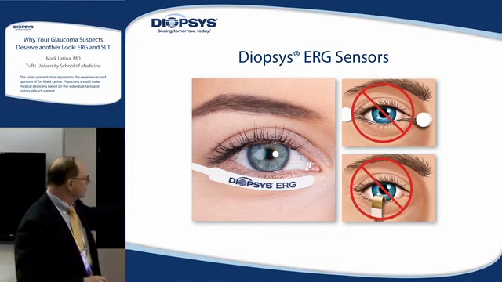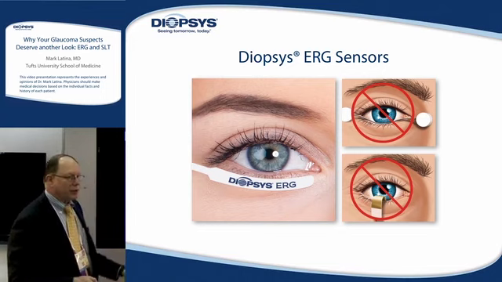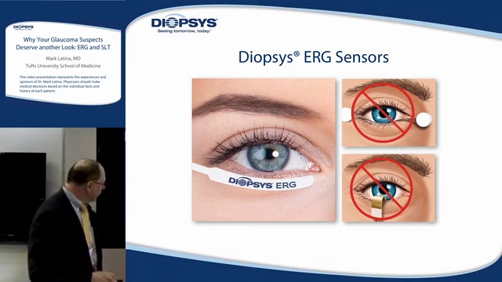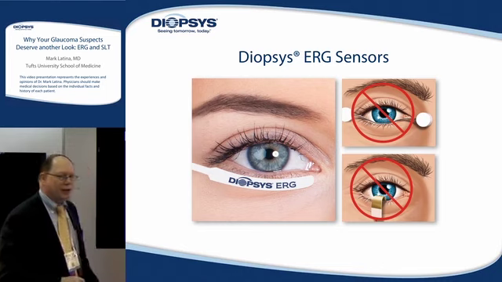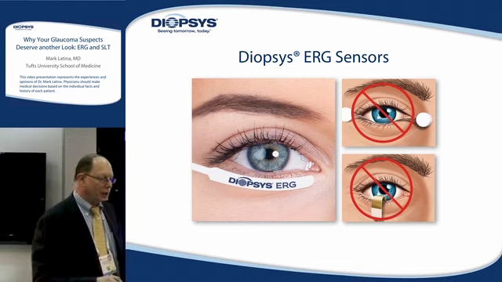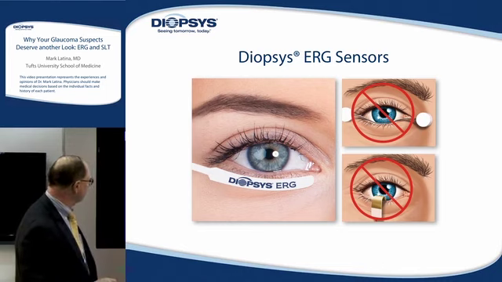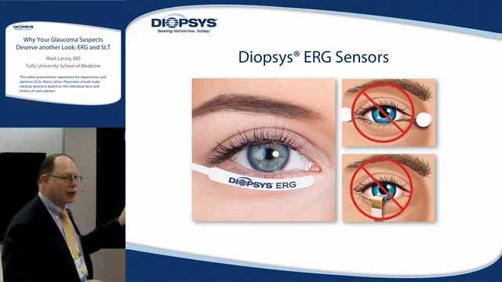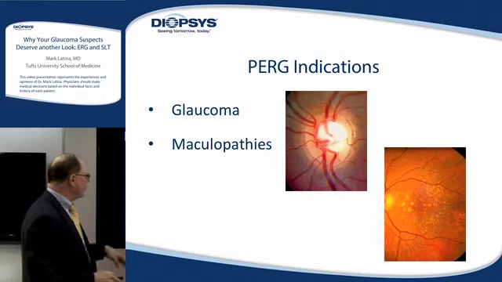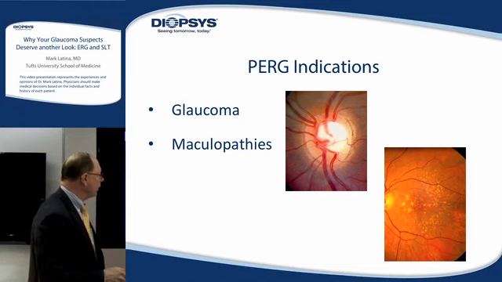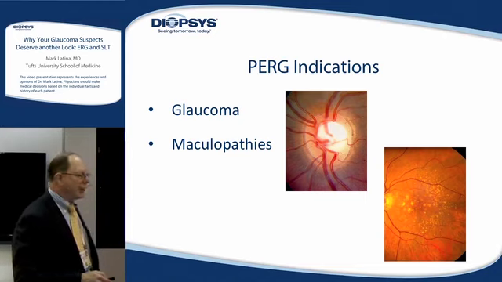They've developed this sensor that goes on the lower lid. The original devices used either this gold foil or a contact lens, which of course was also problematic for the patient. So the patients tolerate this very well in the office setting. So what are the indications? We're going to primarily talk about glaucoma, also use in maculopathies.